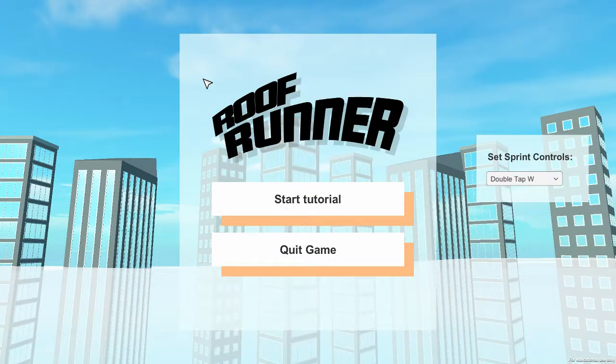Alright, and this game is Roof Runner. So, a really nice title screen, sort of thematic. There are definitely roofs there. I like that we actually have some control options. I'm going to change it and see if it works. Left shift seems a good one to go for. Let's start the tutorial.